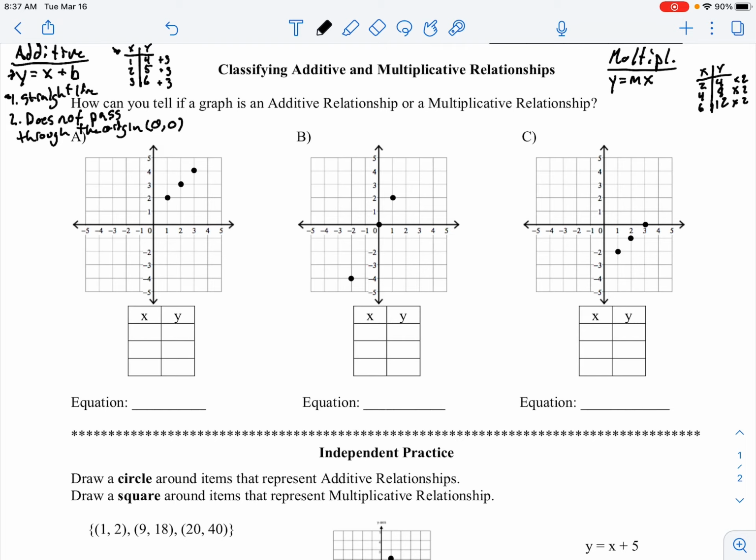And then from a graph, it's going to be kind of like additive, but one subtle difference. So it's still a straight line, has to be a straight line. And the difference between additive and multiplicative is multiplicative relationships do pass through the origin, or 0, 0.